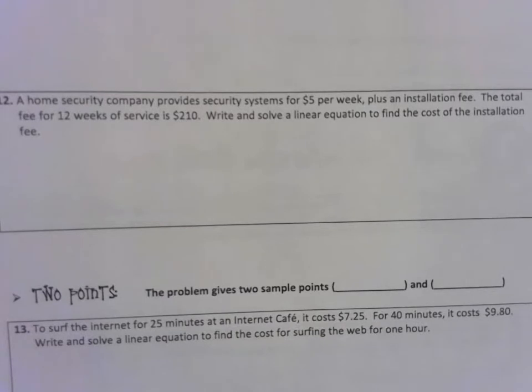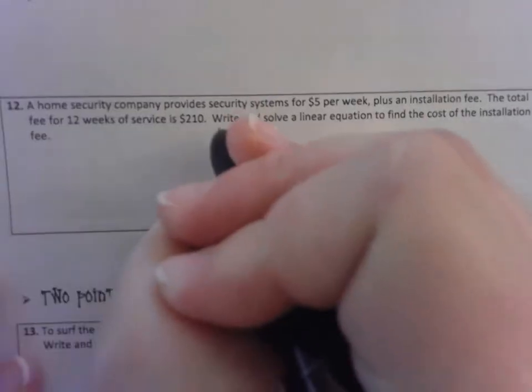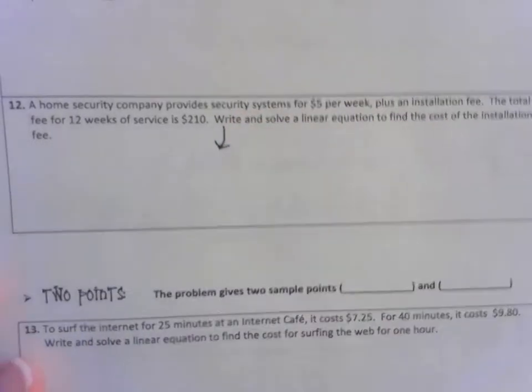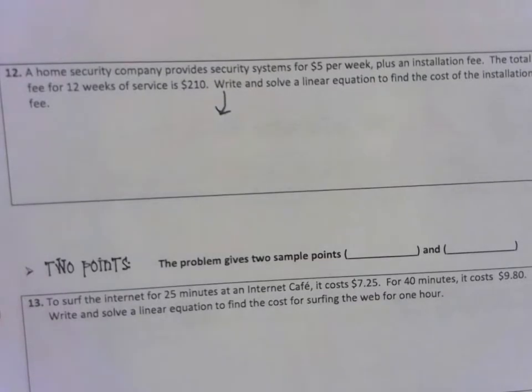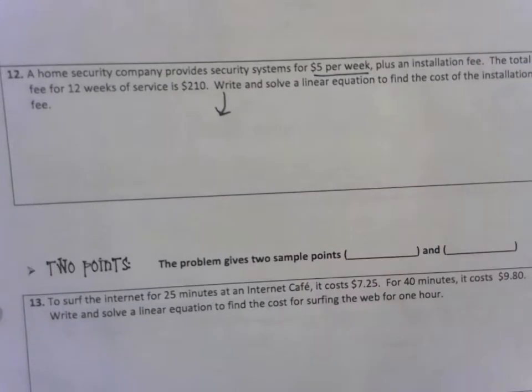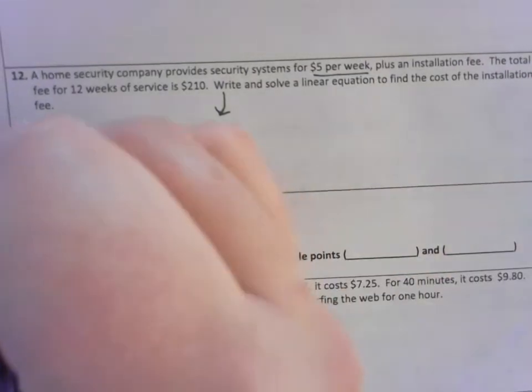Let's read it. A home security company provides a security system for $5 per week, plus an installation fee. The total fee for 12 weeks of service is $210. Write and solve a linear equation to find the cost of the installation fee. So we're going to start writing my equation first. 2 parts. We're going to start writing my equation. Okay, easiest thing to pull out: slope, which is 5 per week. That's the easiest thing to pull out. Start with that. So my slope is 5.